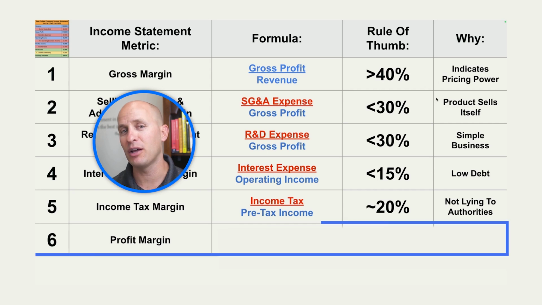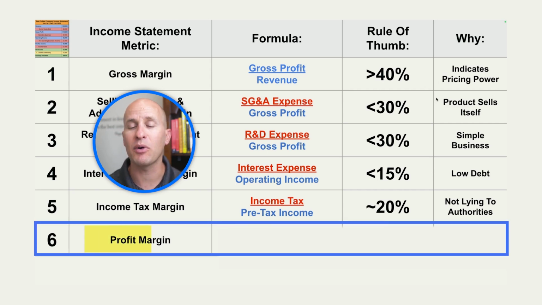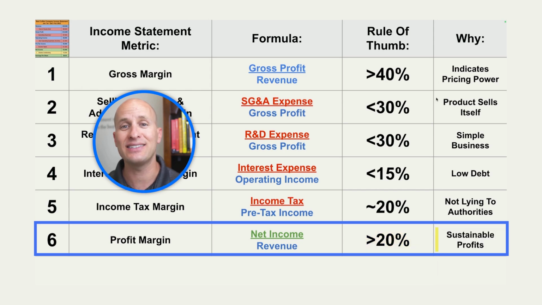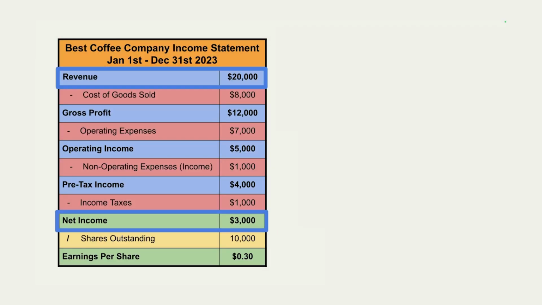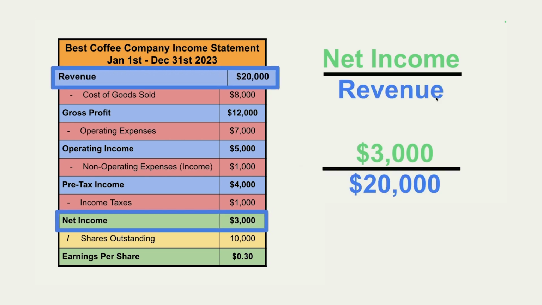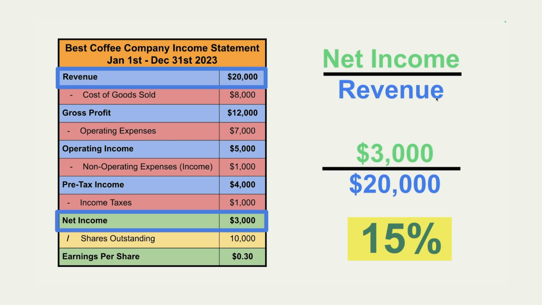Income statement rule of thumb number 6 relates to a company's profit margin. Now, to calculate this, we take the company's net income and we divide it by revenue. If a company consistently exceeds a 20% profit margin, that indicates that the company likely has a strong competitive advantage, aka a moat, working in its favor. For this business, we take the company's net income of $3,000, we divide it by a revenue of $20,000, and we see a net margin of 15%, which is ever so slightly below Buffett's rule of thumb of 20%.